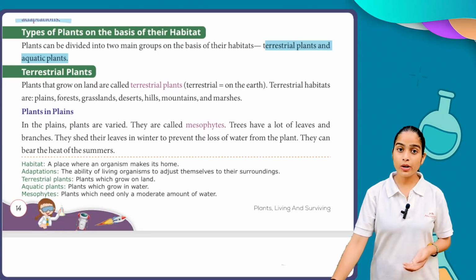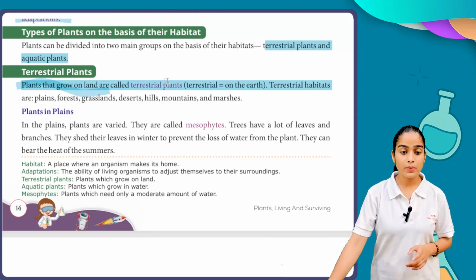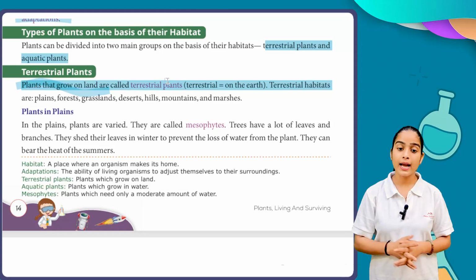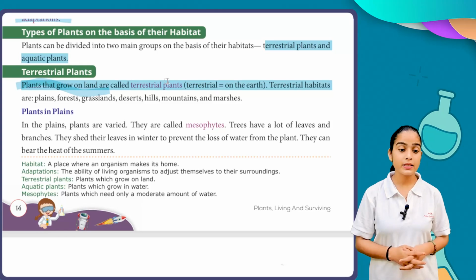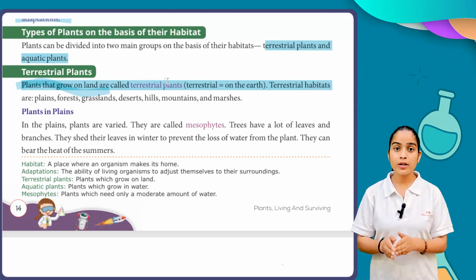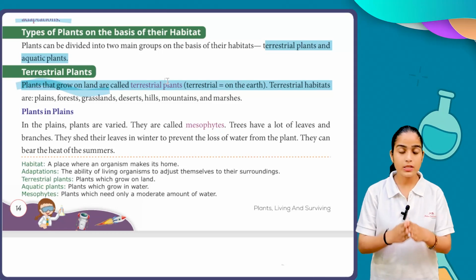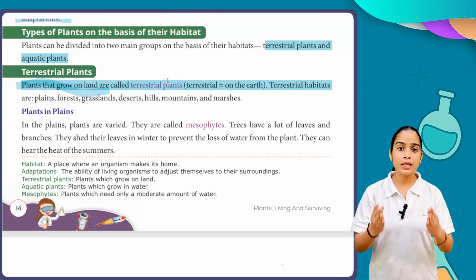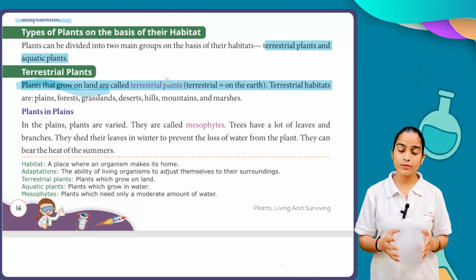Now we are going to learn first about terrestrial plants. Plants that grow on land are called terrestrial plants. Terrestrial means on the earth, and terrestrial habitats are plains, forests, grasslands, deserts, hills, mountains and marshes. So what we understand here is that those plants which are able to survive on land are referred to as terrestrial plants. Now we have so many categories of terrestrial plants. For example, we have mountains, we have plains, we have deserts, we have hills. So we are going to read about each and every type of terrestrial habitat.